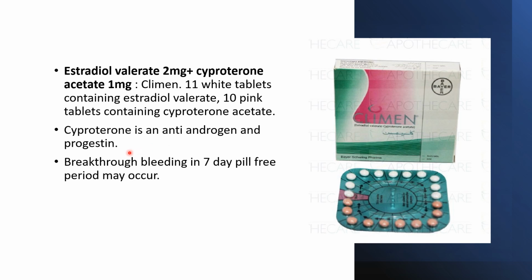Cyproterone is an anti-androgen and progestin, so it has two activities, and you might all know that cyproterone acetate also works in inhibiting acne and hirsutism, and it is available with the name of Diane 35 in the market, and nowadays there are other brands as well. So its main function is that it works as an anti-androgen, and it has progesterone activity as well.